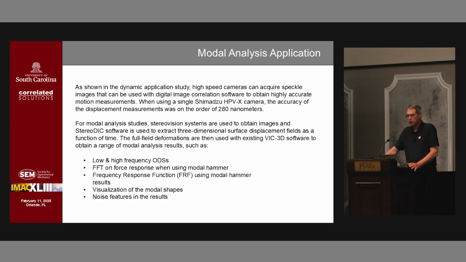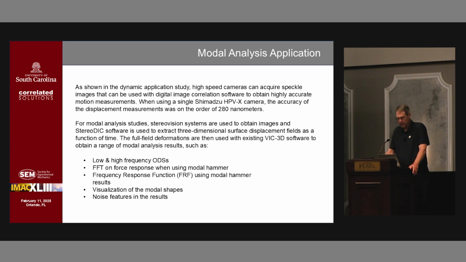In this case, you noticed earlier that the noise levels for the Shimadzu HPV-X were about 280 nanometers. A lot of the vibration modes have much smaller amplitudes than that. So the question is, if we use a lot of images of the vibrating system, can we extract noise levels that are much lower? And the answer is yes. You're going to see that in the data. So we can pick up relatively small amplitude modes, the operational deflection shapes, using the averaging approach to extract lower levels of noise and higher accuracy in the displacements.